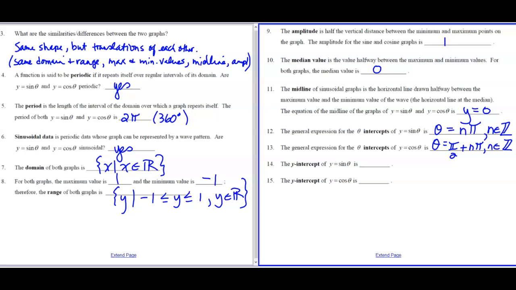Okay, the y-intercept of sine is 0. Remember, it goes through the origin, right? The y-intercept of cos, though, is 1.